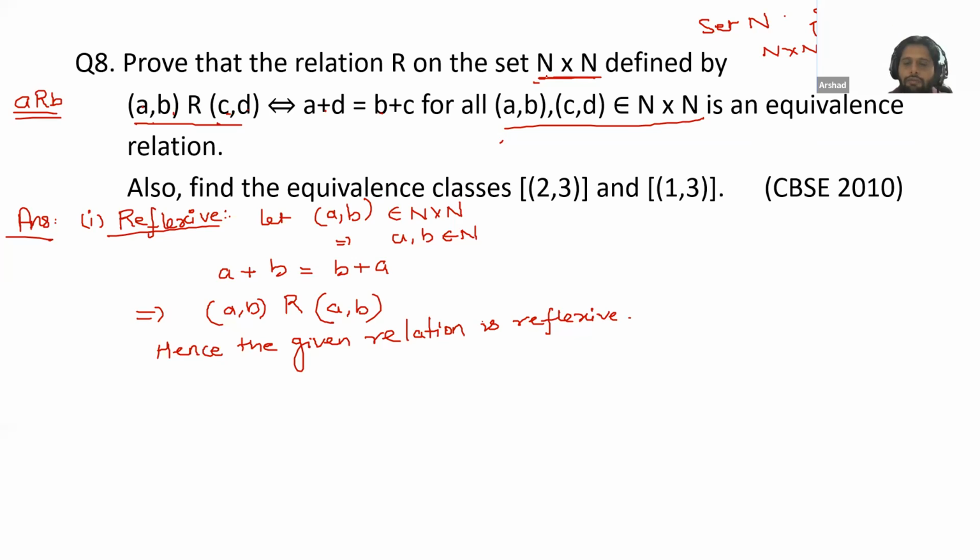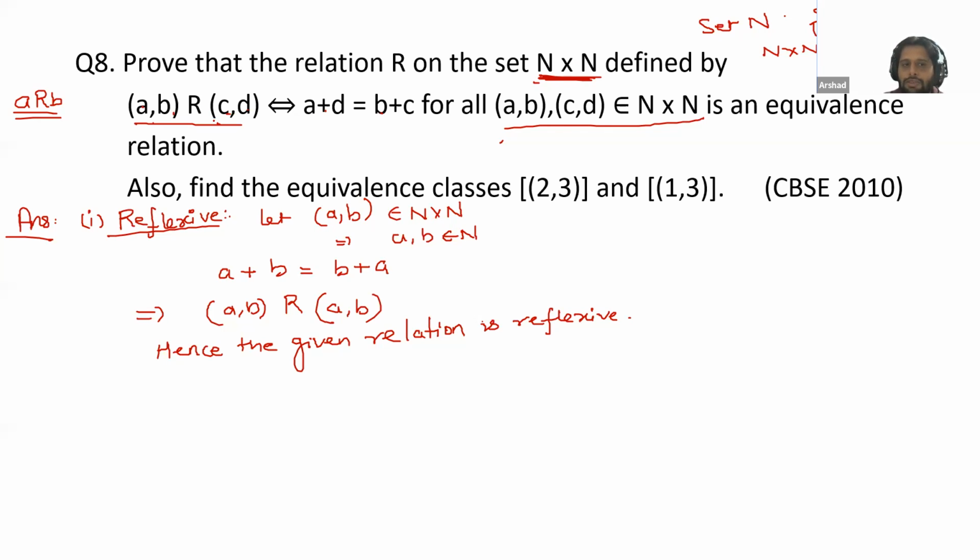Please check here. Here we have a Cartesian product and crossing. Normally we take a single element, but as the Cartesian product is given, that's why we need to assume an ordered pair. So our first value will be an ordered pair. That's why we have assumed here A comma B belongs to N cross N.